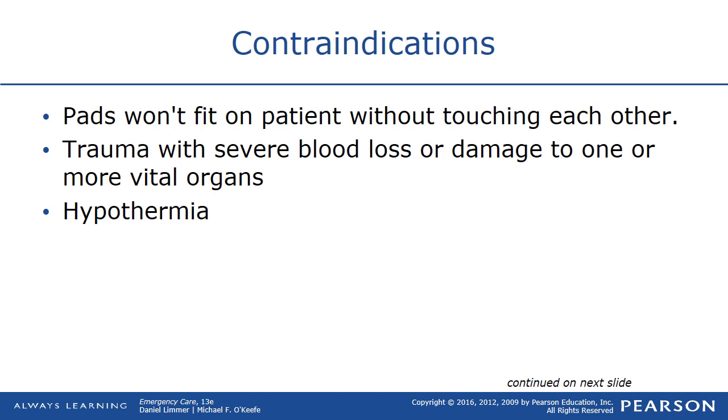Some contraindications to using the AED. If the pads won't fit on the patient without touching each other, you should not be shocking if there's no space in between the pads. On kids, you can put the pads one in front and one in back. Trauma with severe blood loss or damage to one or more vital organs: very poor chance of survival in a trauma arrest. And hypothermia, you may not defibrillate until you've warmed them up a little bit.